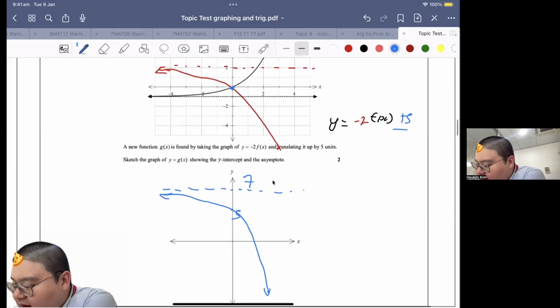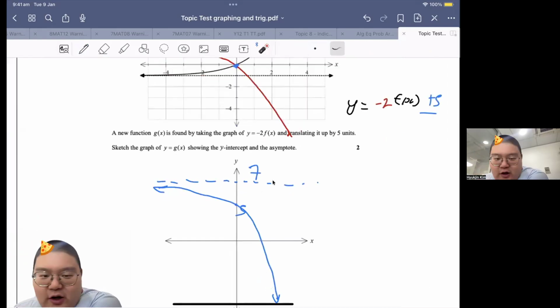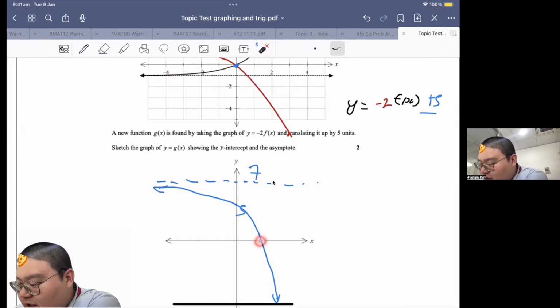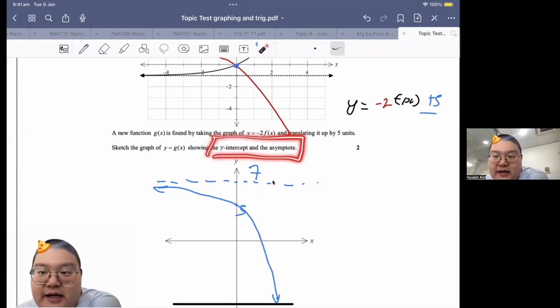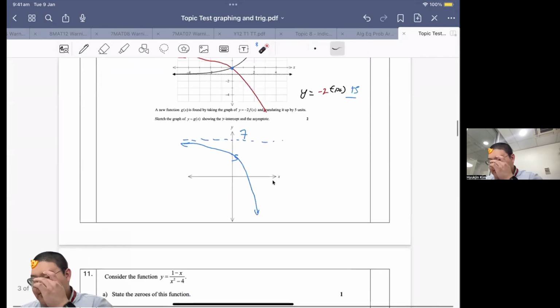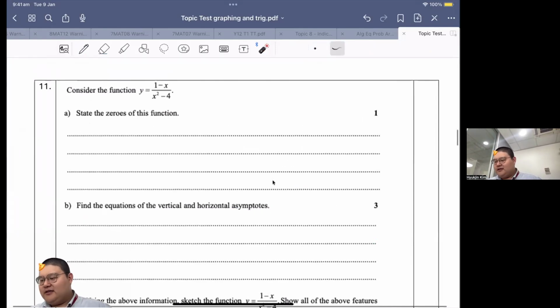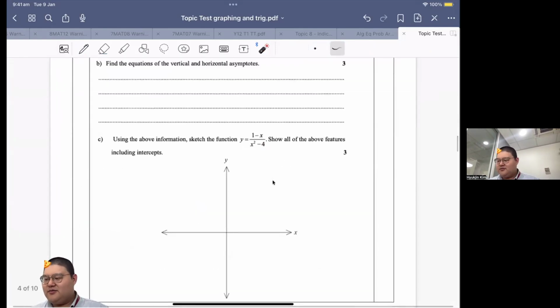Now, typically you would be like, oh my God, how do I draw the x-intercept? But the question only asks you to sketch the y-intercept and the asymptote. All is well. I already did this in class. I'm not going to explain it anymore.